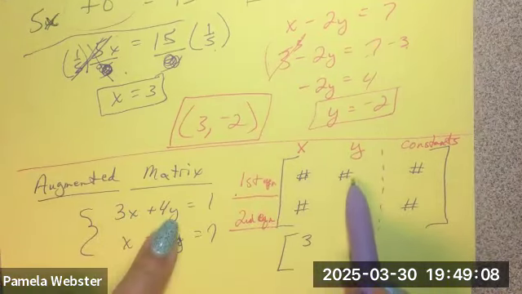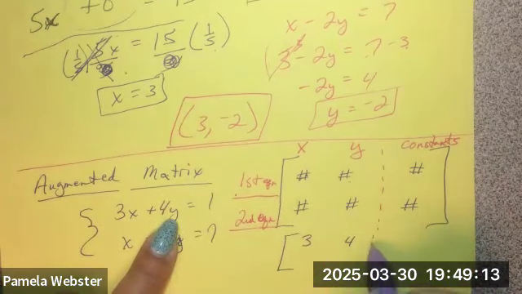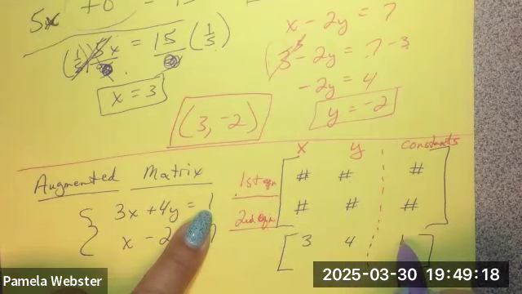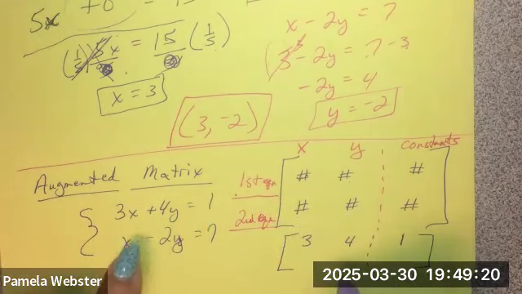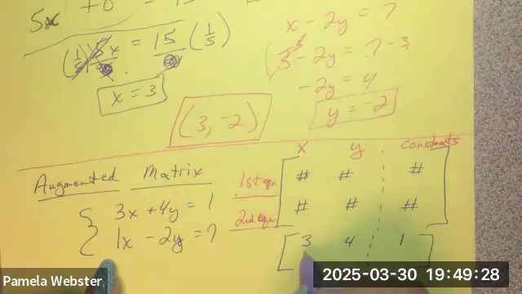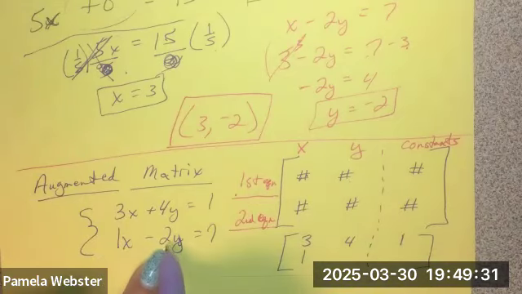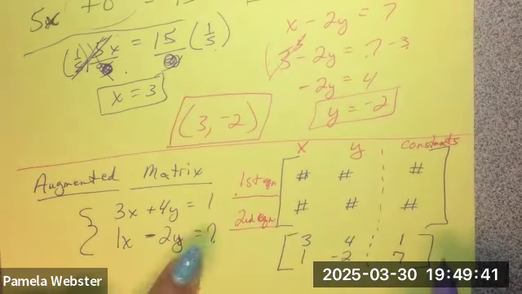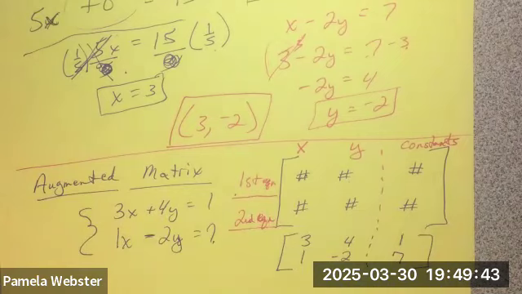Okay. The y coefficient in the first equation, what's it going to be? 4. Okay. And what's the constant? 1, right? Kind of out of space on this paper, so I'm trying to squish it in. Okay, what's the coefficient for the x here? There's nothing written there, but we know there's really a 1, right? And what's the coefficient here? Be careful. It's -2, right? And what's the constant number there? 7. Okay. So this is what my augmented matrix is going to look like.